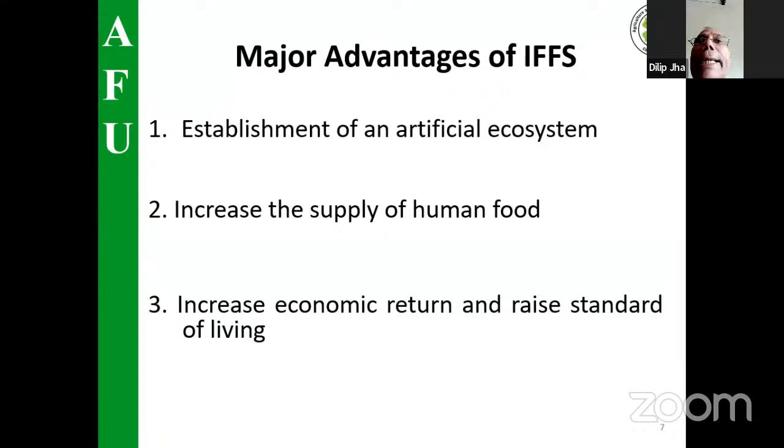Aquatic systems, then again it's turn for the food and maintain its systems for well functioning. So they increase the supply of human food. Even in a single farm, we are going to get different types of foods which we need in the form of a balanced diet, and it's all organic. This is the main point. It's all organic. Then certainly, they increase the economic return and raise standards of living.